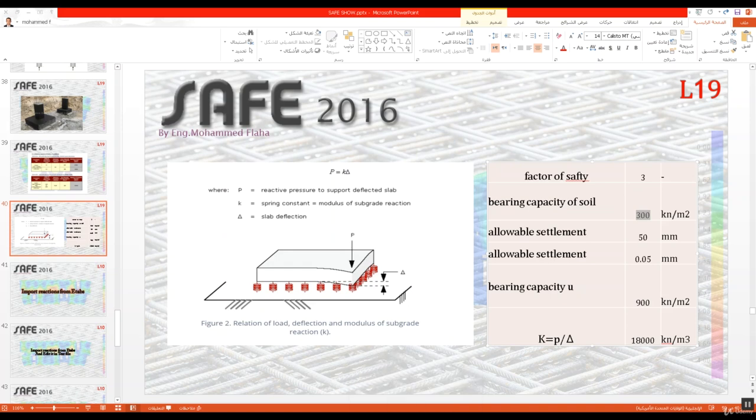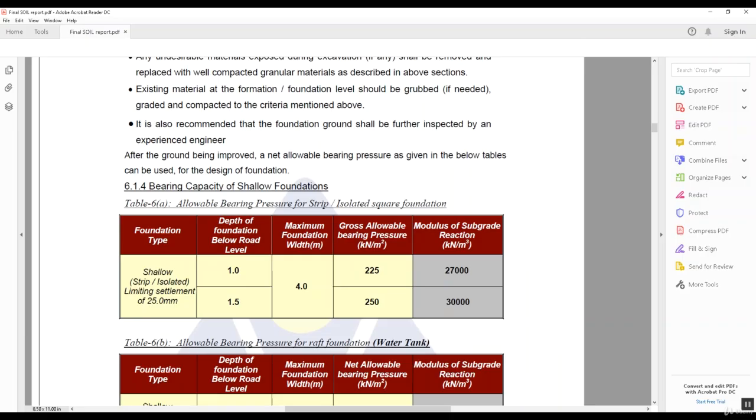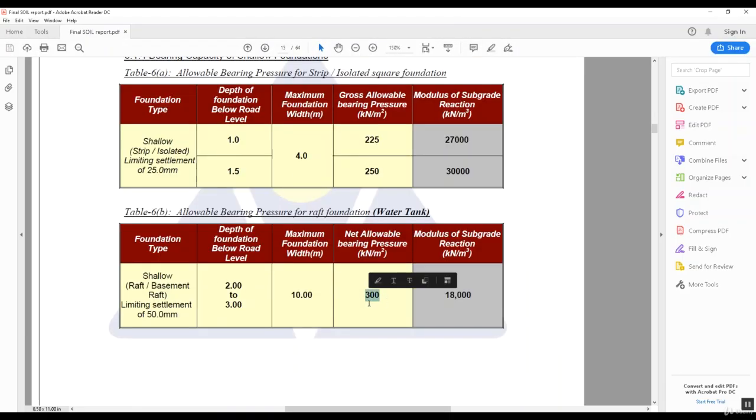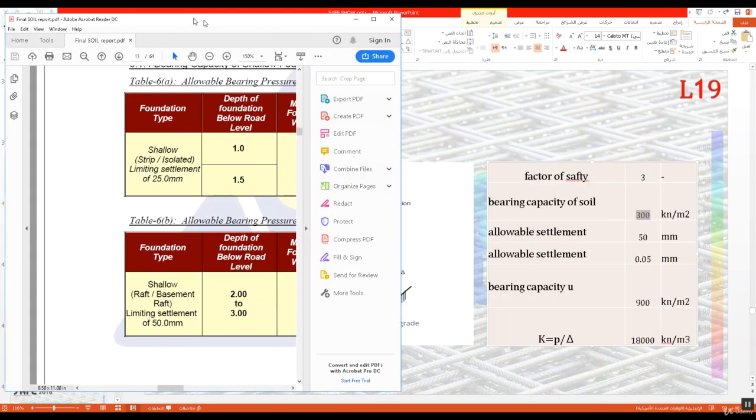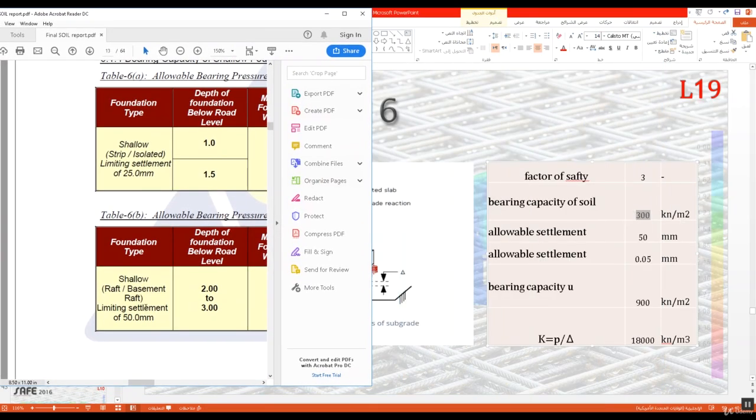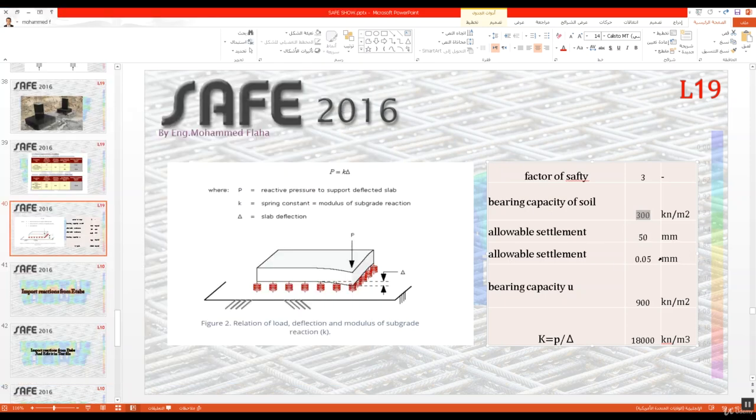I will take this example. How much is the bearing capacity? It's 300, as we saw. How much is the allowable settlement? It's 50 millimeter. Allowable settlement in meters, sorry, it's 0.05 meter; I only divide by 1000. How much is the ultimate bearing capacity? This is because this is service. He divides by 3, it's 900. This is multiplied by the factor of safety.